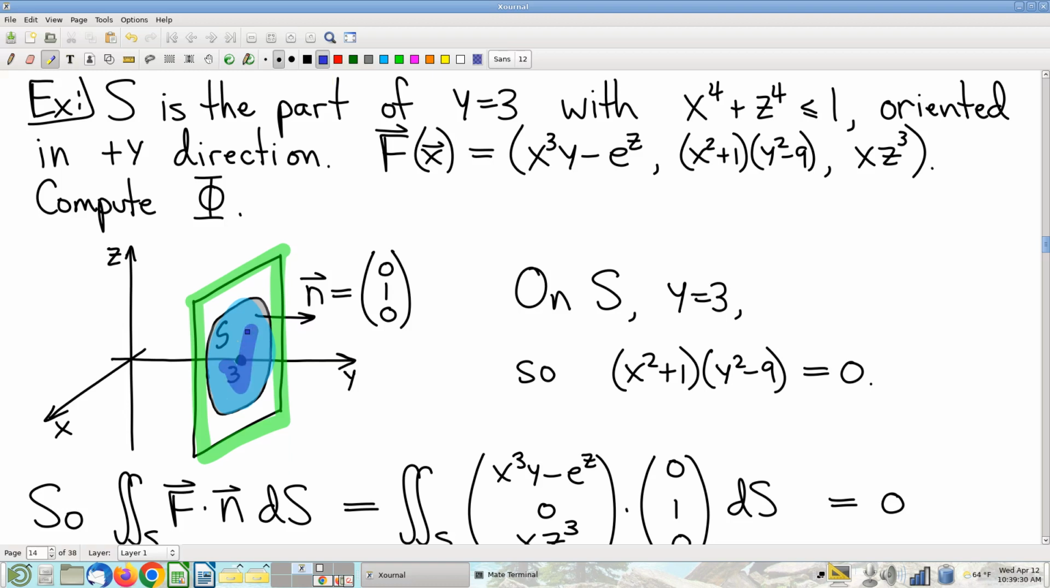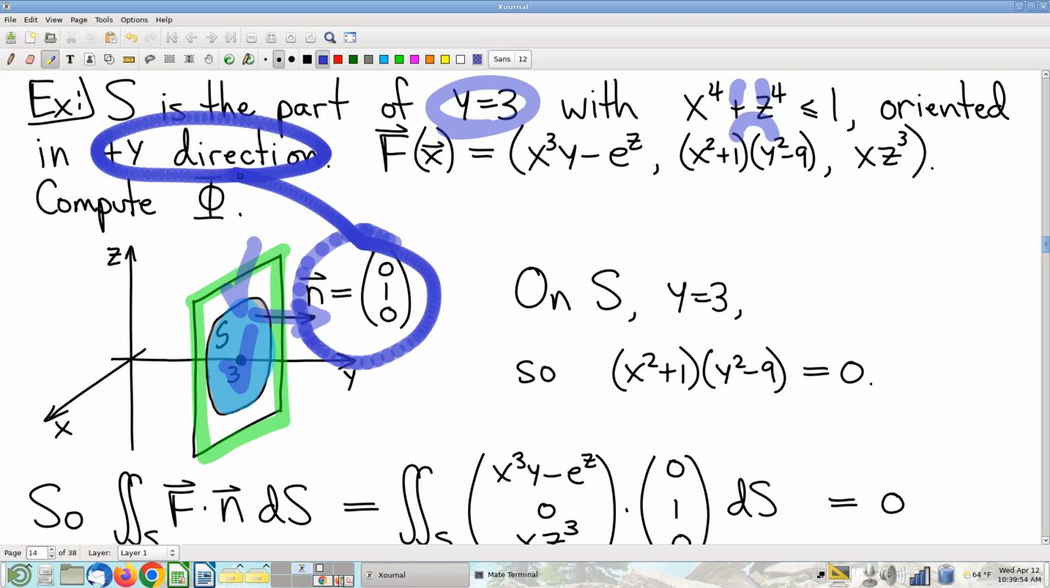Notice my surface has certain complicated things about it. I've got a quartic issue here. For one thing, that's annoying. But more importantly, it's sitting inside of this plane. And based only on the fact that it's sitting inside of that nice flat plane, I can immediately infer that my normal vector, given that it's in the positive y direction, is 0, 1, 0, my orientation unit normal. Just very convenient. Everybody see that? Won't always be this convenient, but be on the lookout.